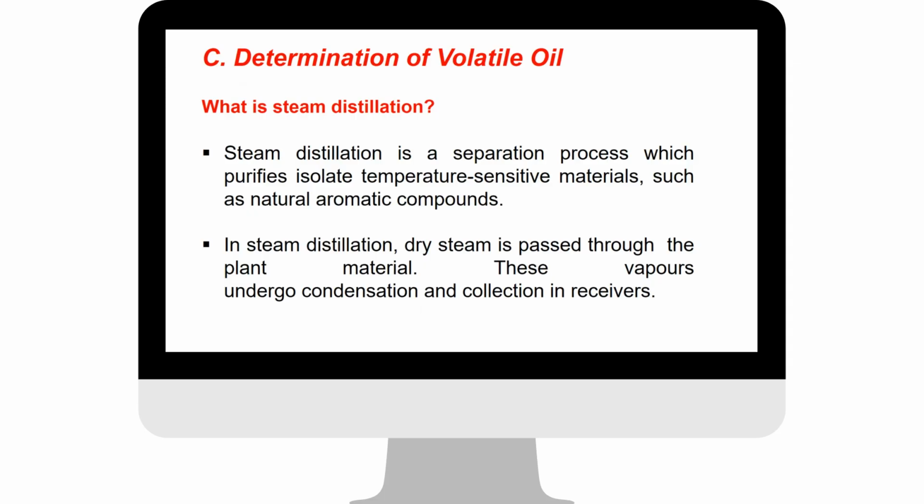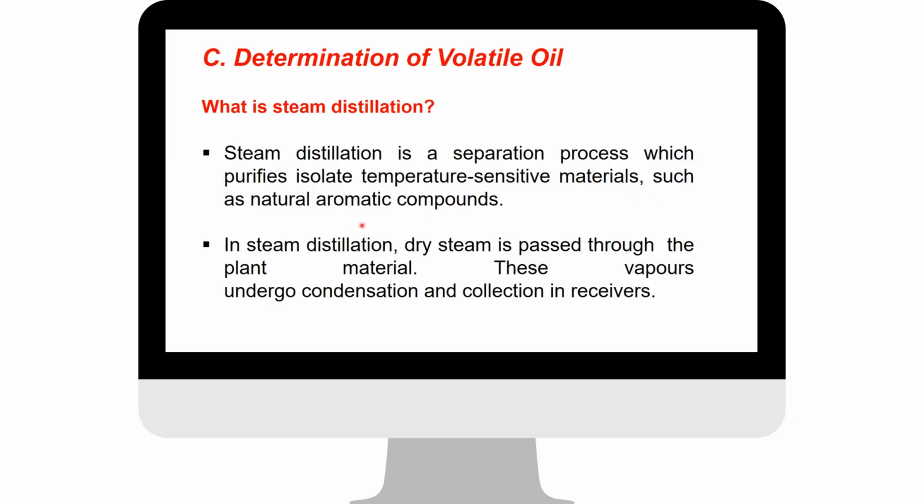So student, here we are seeing the determination of volatile oil, and for this we need to understand what is steam distillation, because this method is based on steam distillation, right? So what is steam distillation? It is actually a separation process which purifies and isolates temperature sensitive materials such as natural aromatic compounds.